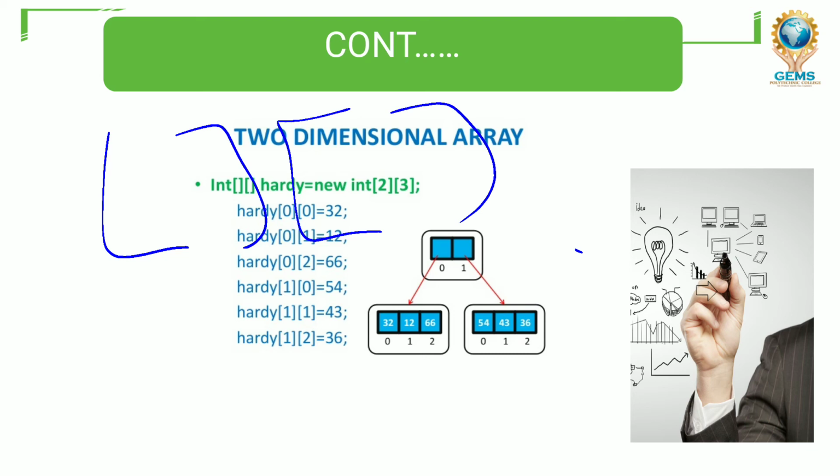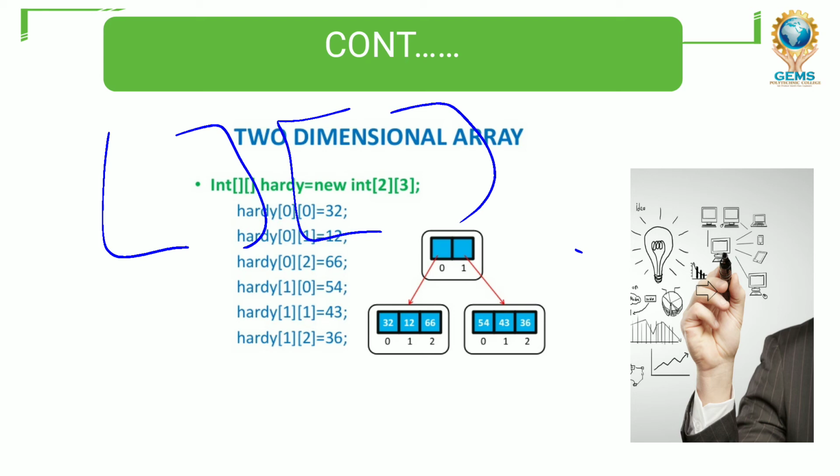Previously, I taught you how to declare an array. That was about a one-dimensional array. Now I am going to talk about the two-dimensional array. What is the difference between the one-dimensional and two-dimensional array? Only the dimensions are the difference.